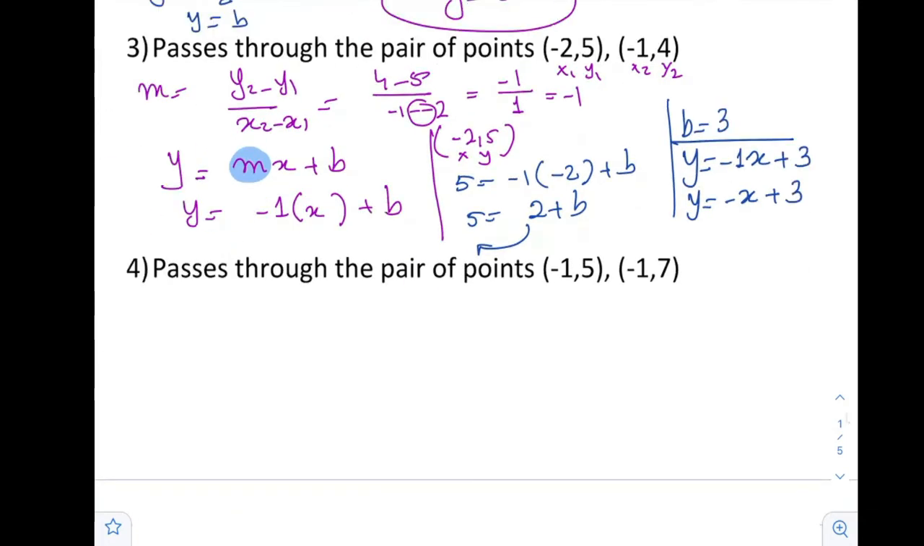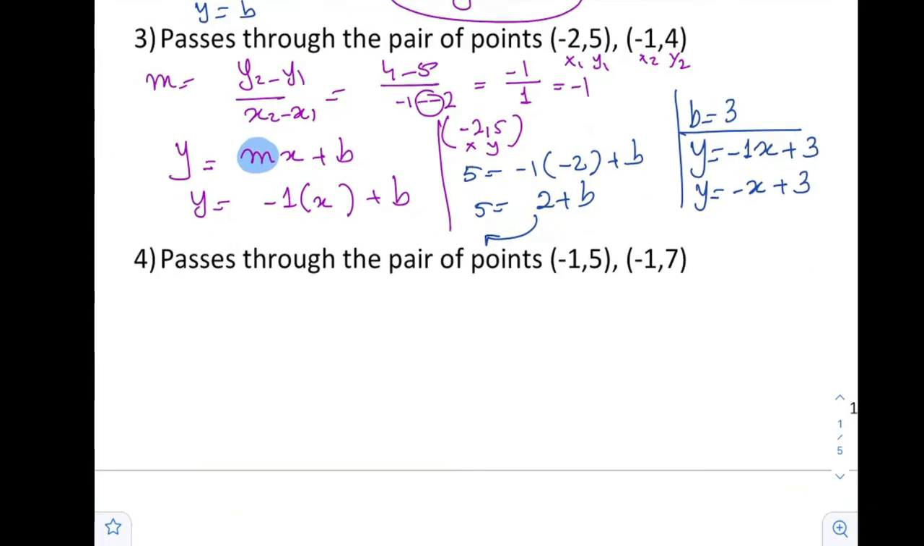Now we have to write the equation passing through two points, and it is very clear here that the x coordinate is the same. When the x coordinate is the same and both have x equals minus 1, that means it's a vertical line.